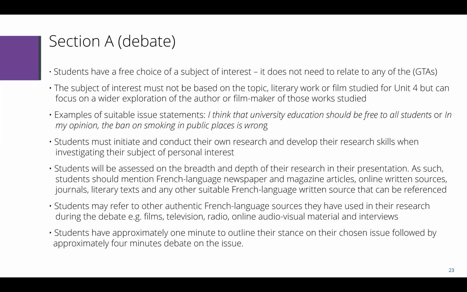debated. And the student has to have a fixed standpoint, so that if we're talking about university education being free, they must have a very strong standpoint that says university education should be free for everybody. And you, as the teacher examiner, would then be in the position of arguing the opposite, that a university education should not be free for everybody. It's one of those things.